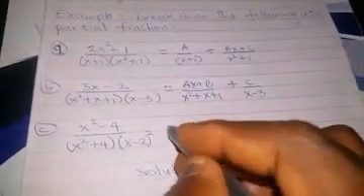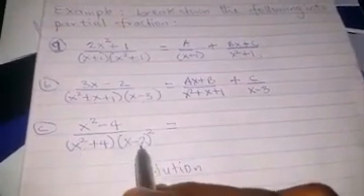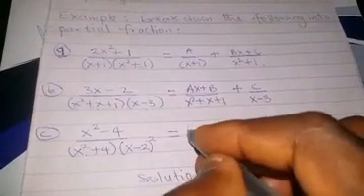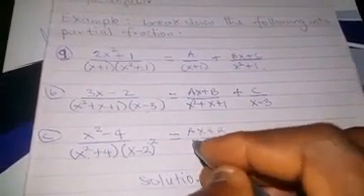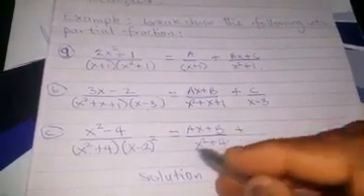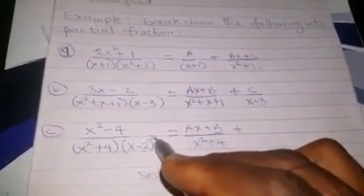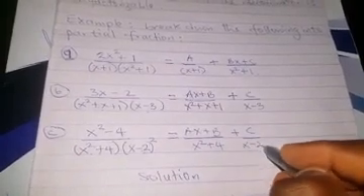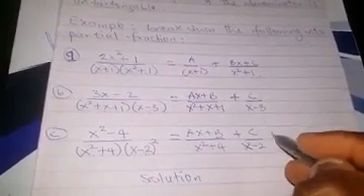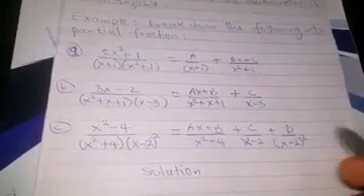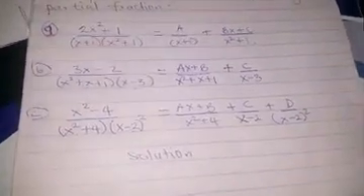Now look at c, also two factors. This is unfactorizable, and this is a double factor. Okay, so how do we represent this? For this that is unfactorizable, we have Ax plus B all over x squared plus 4. Then plus, for this now double, you remember what we said concerning double factor. You're going to have C over x minus 2, then plus D all over x minus 2 squared because of repeated factors. That's exactly how you treat repeated factors.